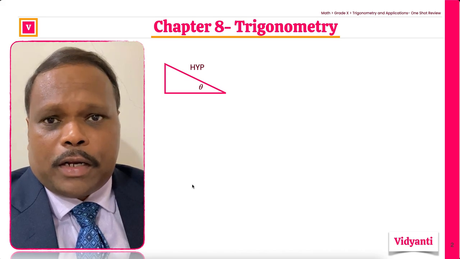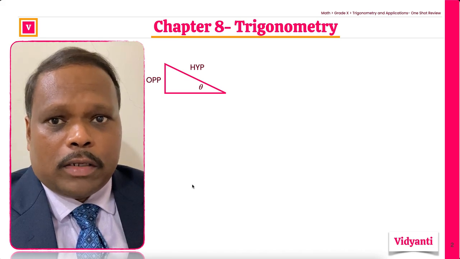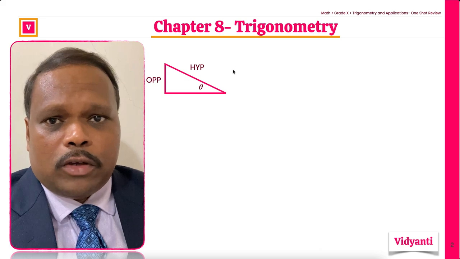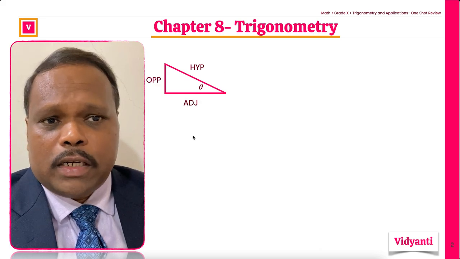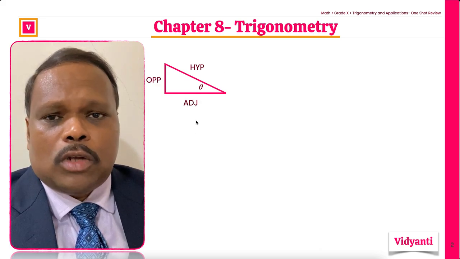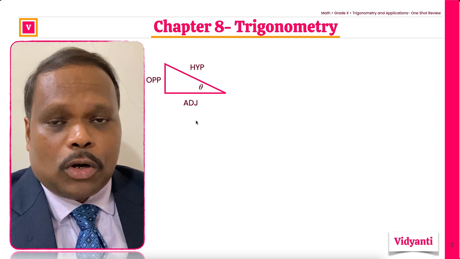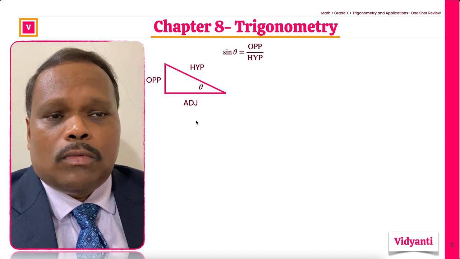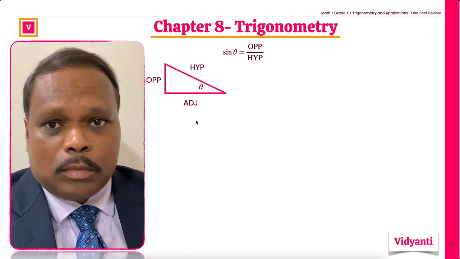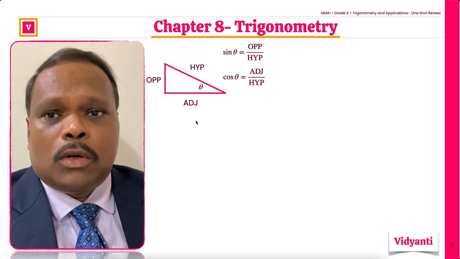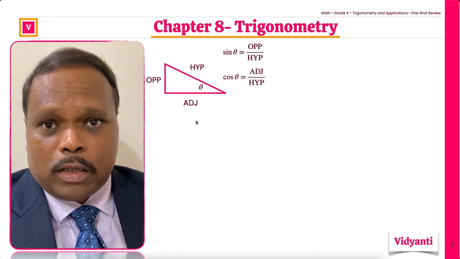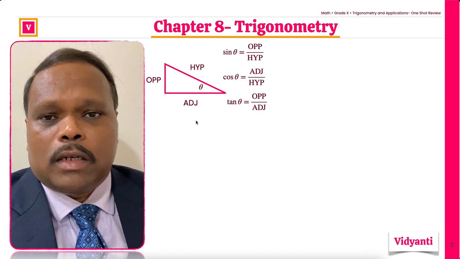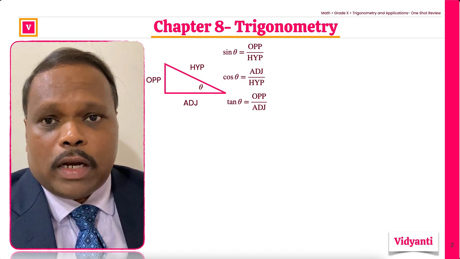In a right angle triangle, we have the longest side as hypotenuse, and depending upon which angle you are considering, this is the opposite side and this is the adjacent side. So now we have a ratio of any two sides taken out of these three. So there are three possible ratios. The first one is sine, which is opposite over hypotenuse. Cosine is adjacent over hypotenuse, and the third one is tan, which is opposite over adjacent.